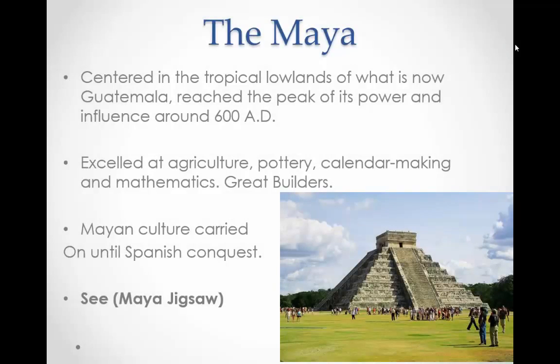Our last little stop for this unit is dealing with the Maya. We did something in class that goes into much more detail than I'm going to go into here. But the Maya were before the Aztecs and the Incas, so I probably should have put this before. They were centered in Central America and the Yucatan, in these tropical lowlands, and they reached their peak around 600 AD. You can see right down here Chichen Itza, one of the beautiful temples and pyramids they were able to build. They excelled at agriculture, growing corn and things like that.